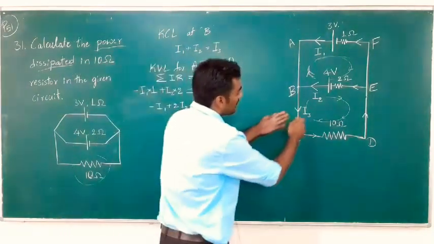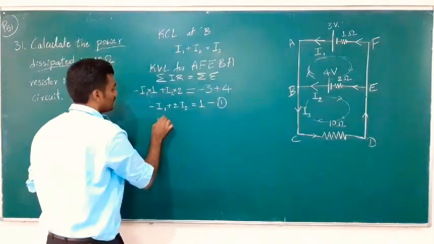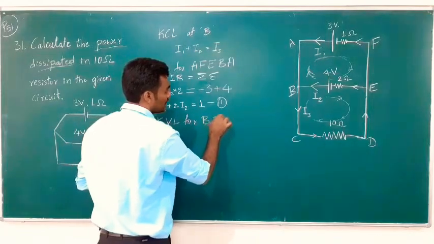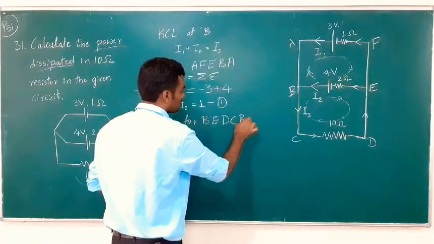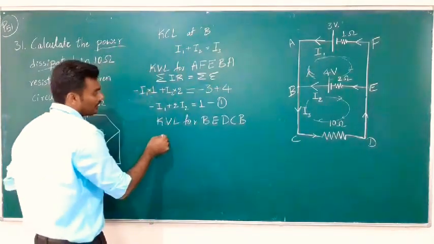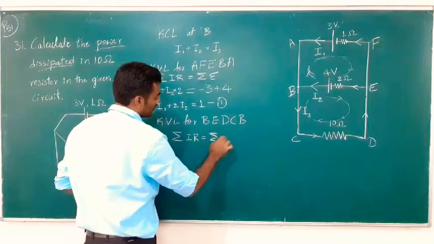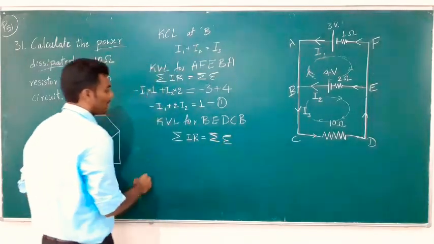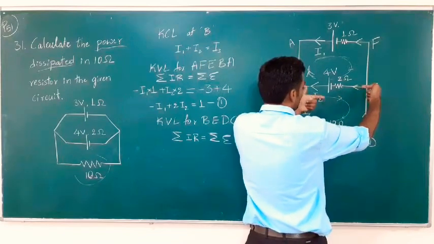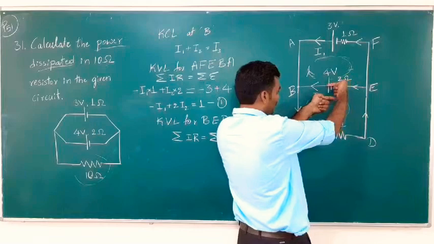And now applying KVL for BEDCB, okay? KVL for BEDCB like this. Once again, write the general form, summation of IR is equal to summation of EMFs. So now, I'll start from B. My direction of traversal is like this, and the current flowing is I2, which is opposite to the direction of my traversal.